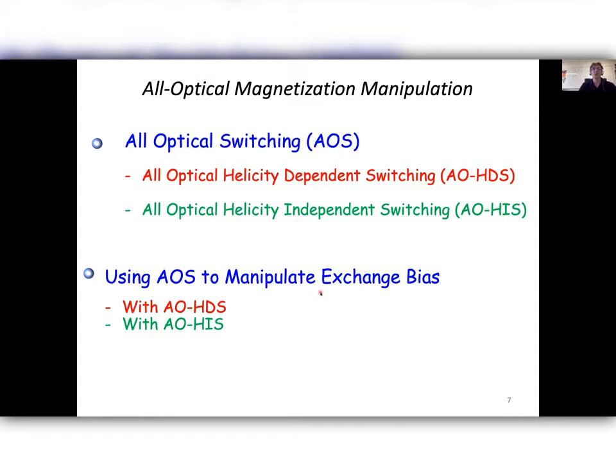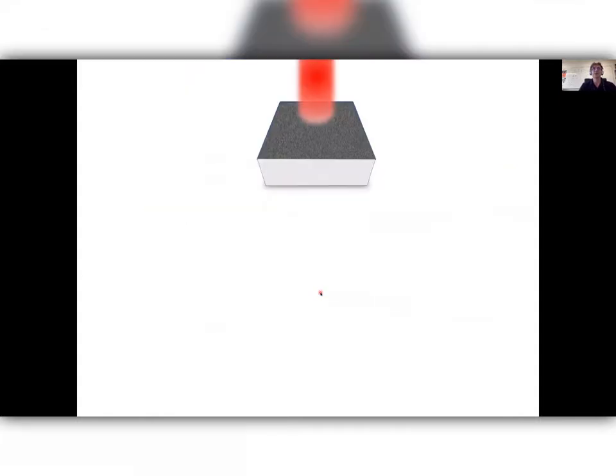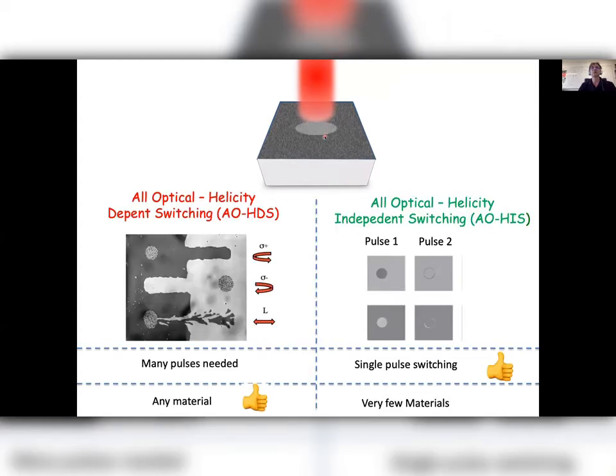And I remind all of you what it is about. Here we're dealing with a system. In all the systems that I'm going to show, it has perpendicular anisotropy. We shine laser pulses on it, and then two types of effect can be observed. All optical helicity-dependent switching means that you will be able to reverse the magnetization, and the direction of the magnetization is defined by the chirality of your light. If it's circularly right polarized or left polarized, you will have two different directions.